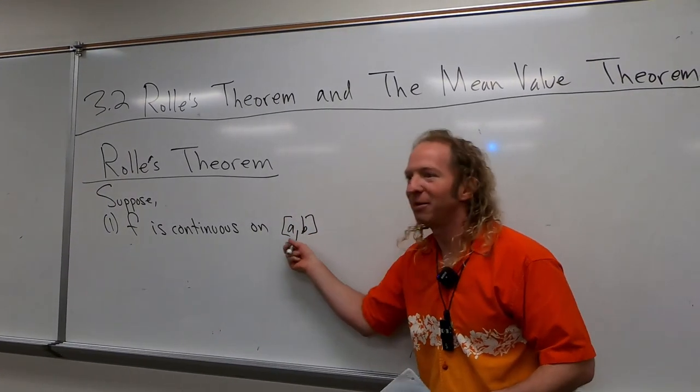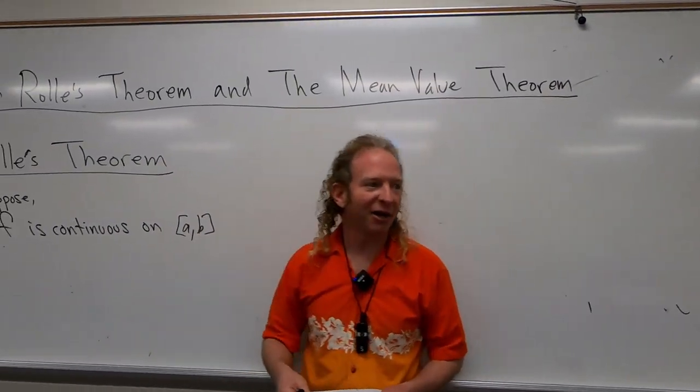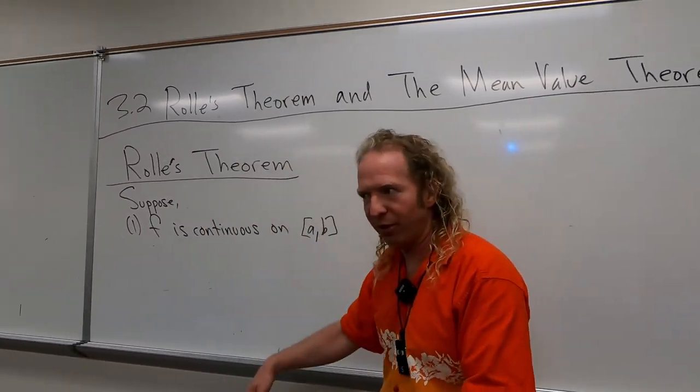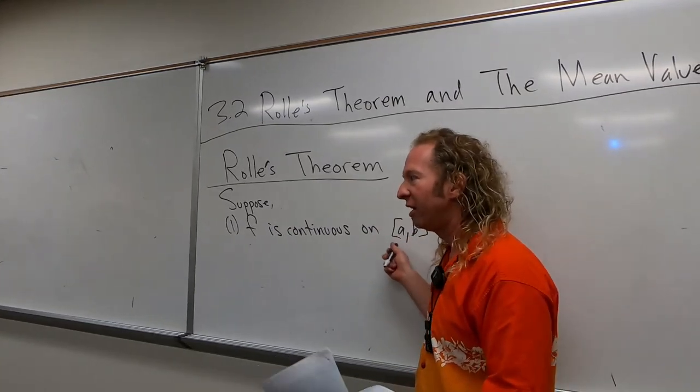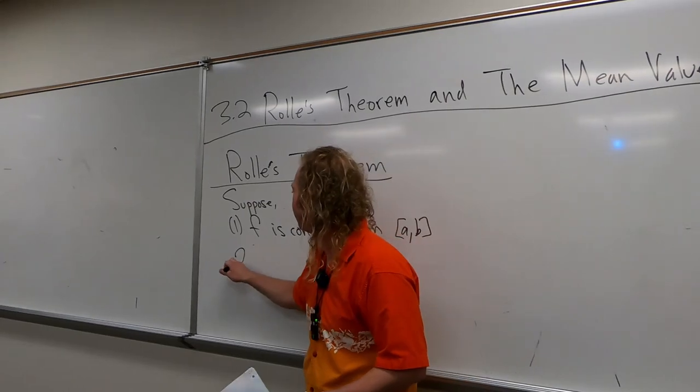So [a, b]. f is continuous on [a, b], so continuous on the closed interval. If it's not continuous, Rolle's does not work. Like if you had tangent of x on [0, pi], tangent of x has an asymptote at pi over 2, game over. So we'll do examples in a minute.